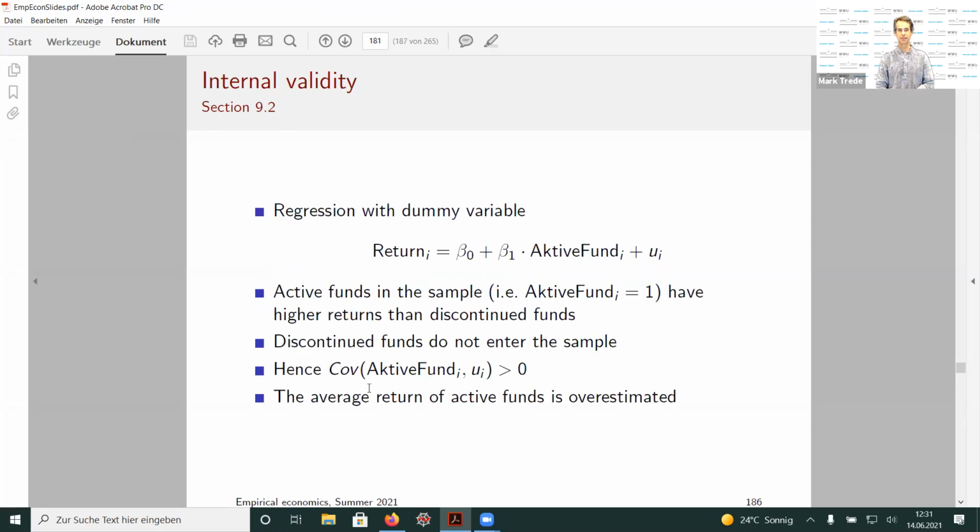And the answer is yes, there is, because suppose that we translate this question into a regression framework with a dummy variable. In that case, we could say that the endogenous variable is the return of the fund, and we have a linear relationship, but only one dummy variable here and an error term here. The dummy variable is 0 or 1. It's 0 if it's not an active fund, so the DAX itself, for instance, and it's 1 if it's an active fund.